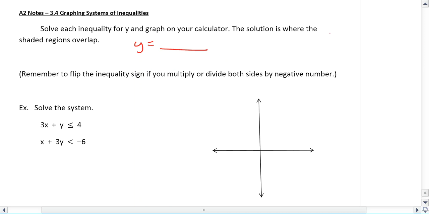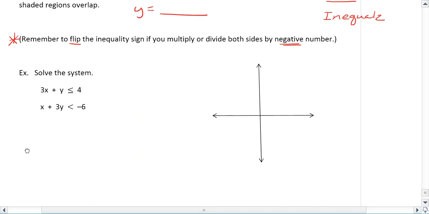So you are going to have to be sure that your app, under the app key, the Inequalz is turned on. And it is spelled a little goofy. It's spelled with a Z. So turn that on if it's not. And the other reminder I have for you is if you do multiply or divide both sides by a negative number, you need to reverse or flip the inequality. All right, that's it for notes. Let's do a couple examples here.